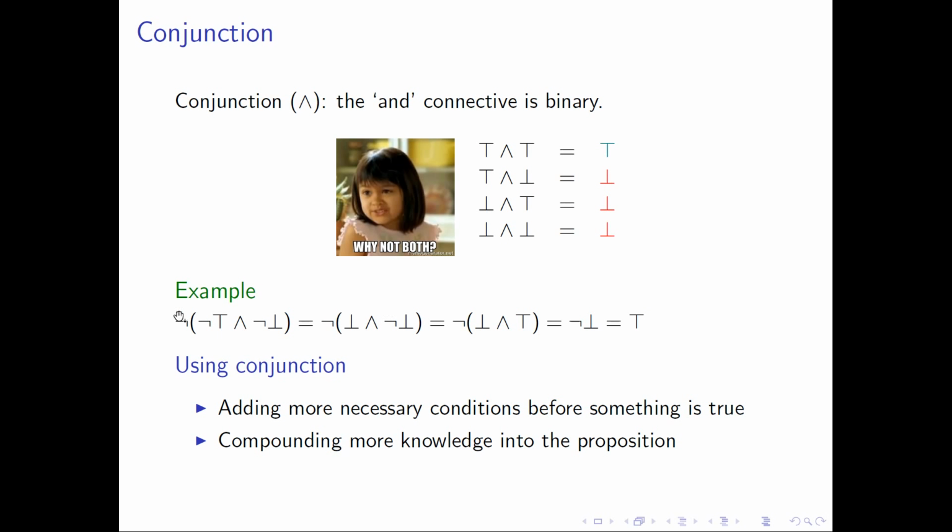We might find conjunctions where we would like to list many different necessary conditions before we have truth. So if you've got something which is only true under lots of different conditions, then we add all those conditions together via a conjunction, via this logical and. So it can also be used to compound more knowledge. As we find more things that are true, we can combine them together and still preserve truth. So that's where we can use the conjunction.